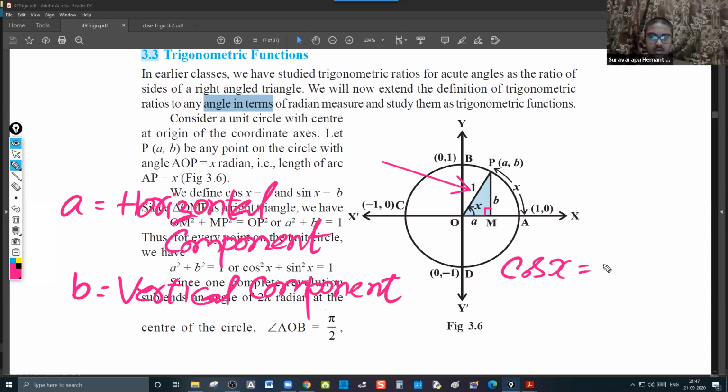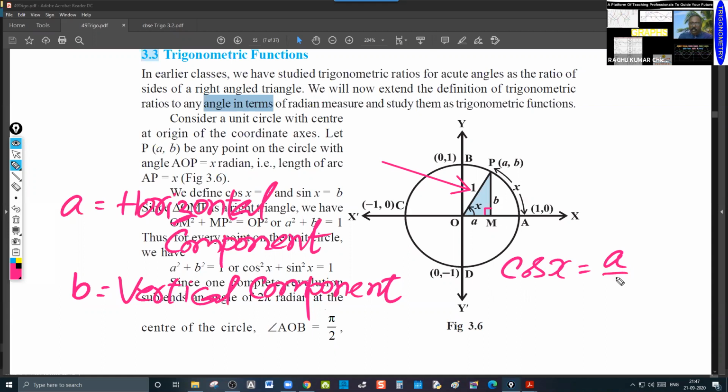A. And what is the hypotenuse here? One. So cos x is A by one. You have to understand this further.